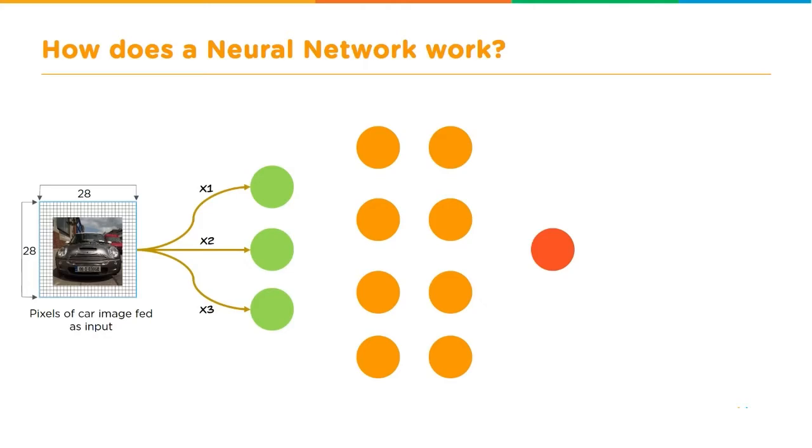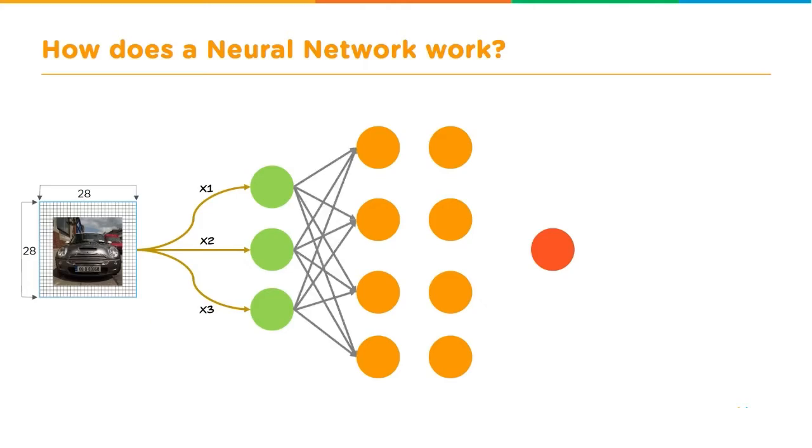So each one of those represents one of the pixels coming in, and the input layer passes it to the hidden layer. You can see here we have 2 hidden layers in this image in the orange, and each one of those pixels connects to each one of those hidden layers. And the interconnections are assigned weights at random.